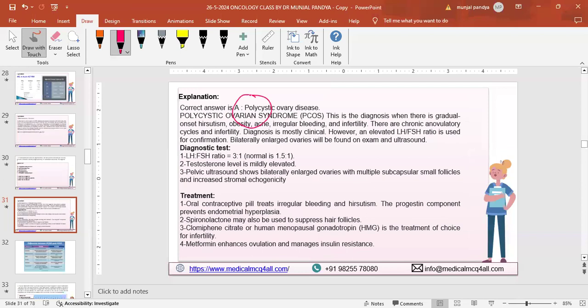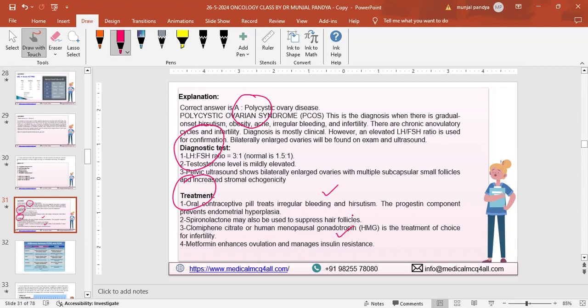So this is the diagnosis, this is the investigation, this is the treatment. Oral contraceptive pills treat irregular bleeding and hirsutism, and the progesterone component prevents endometrial hyperplasia. Spironolactone may be used to suppress the hair follicle, right? Hirsutism. Clomiphene helps increase the gonadotropin and it helps to improve fertility.